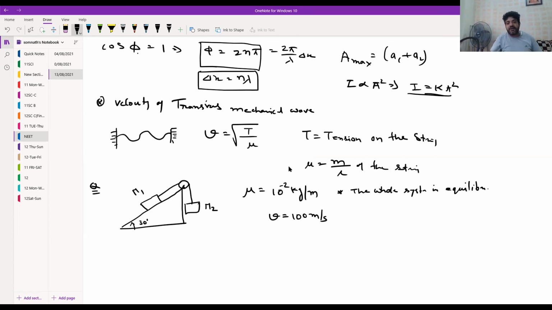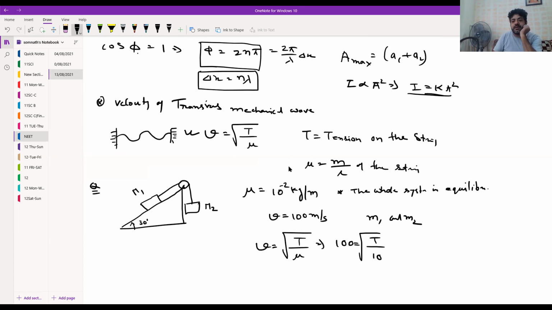So what we have to calculate? We have to calculate the mass m1 and m2 का value. So first of all, see, if we use this formula, velocity equals root under T by mu, which is 100 equals root T by, T we don't know, but mu we know, 10 to the power minus 2. So after squaring both sides, we have 10 to the power 4 equals T by 10 to the power minus 2. So T equals 10 to the power 4 into 10 to the power minus 2, that is 10 to the power 2 Newton, 100 Newton. So once I get this, tension on the string is T.